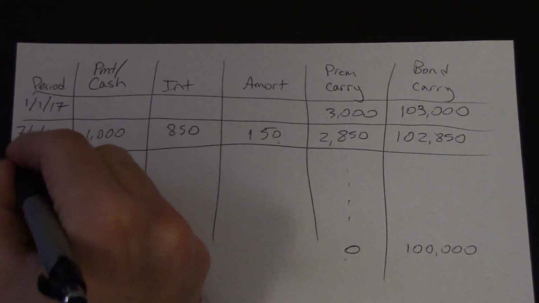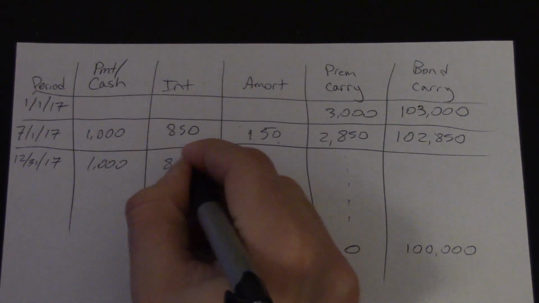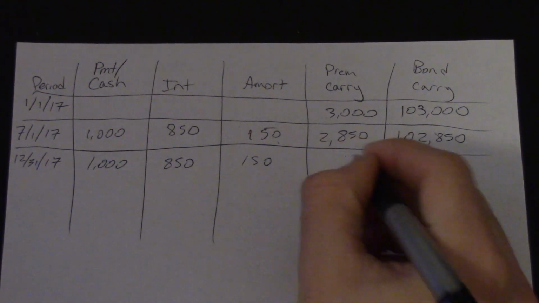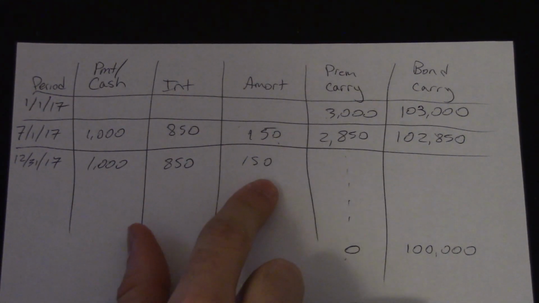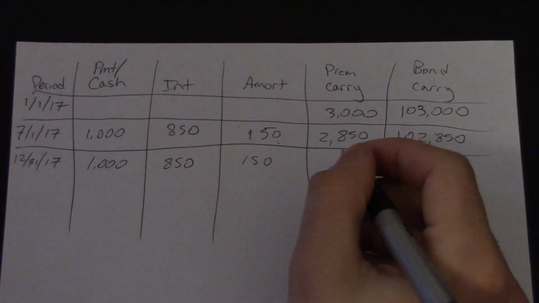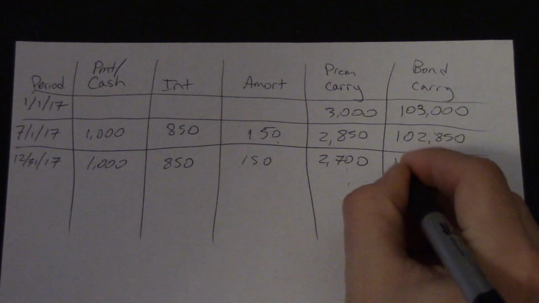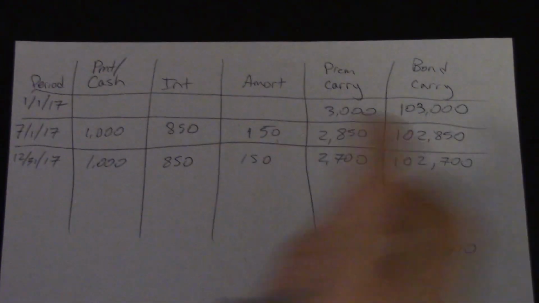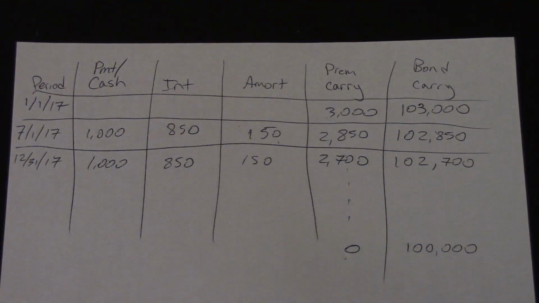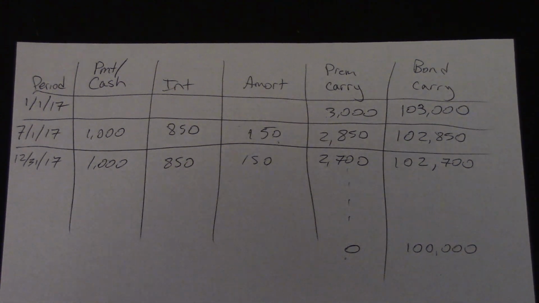So there's period 2. And then 12/31/17. It's the same numbers every time. So $1,000 for the payment, interest is still that, amortization is still that. Our premium now is $2,700, and our bond carrying value is $102,700. And you can keep going and going for 10 years, and you will end at 0 and 100,000. Now let's try it for the discount.